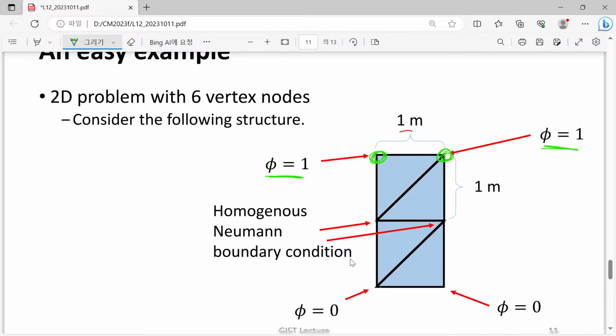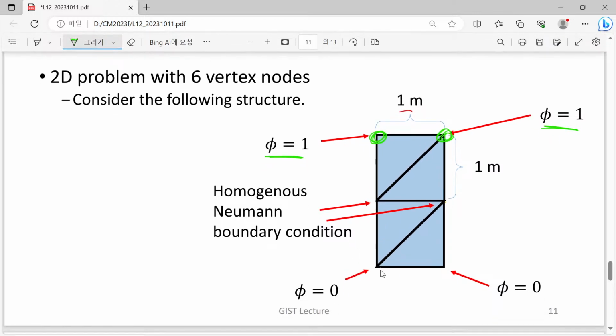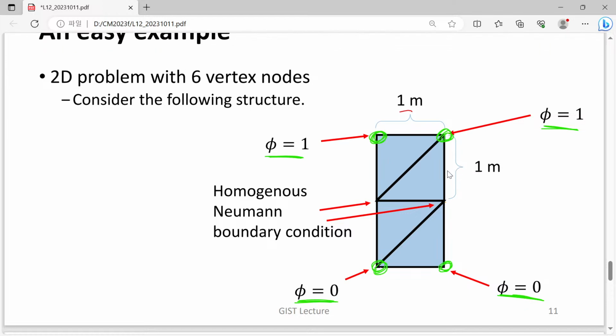Then you have 2 bottom points, here and there. For them, please apply number 0. And the only 2 points you must solve the Laplace equation is shown here. For these 2 internal points, please apply your Laplace equation.